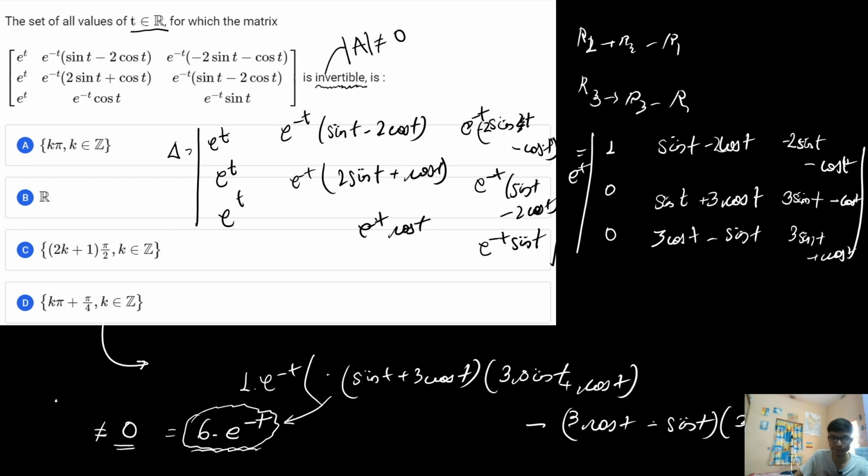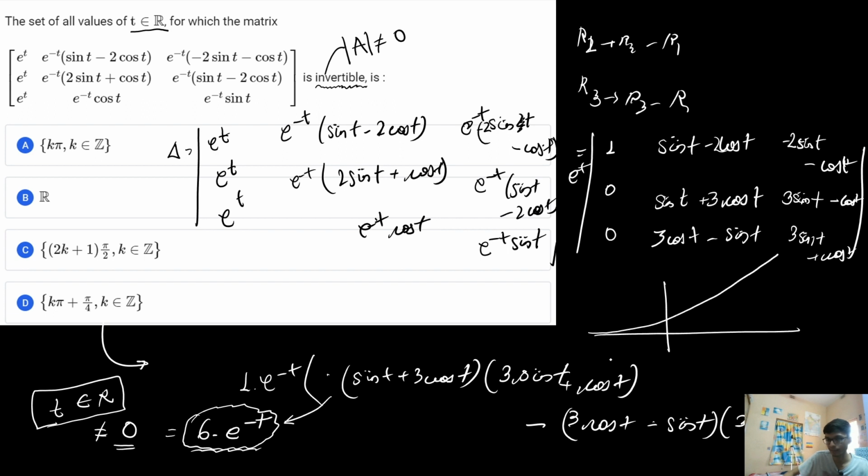This cannot be 0 for t a real number, its value can never be 0, because we know that the graph of e to the power x is the exponential graph, something like this graph. This exponential function can never be equal to 0, and similarly can never be a negative number. So from here you can get the answer to this question. The value of t will basically be equal to a real number. So this will be the correct answer to this particular question.